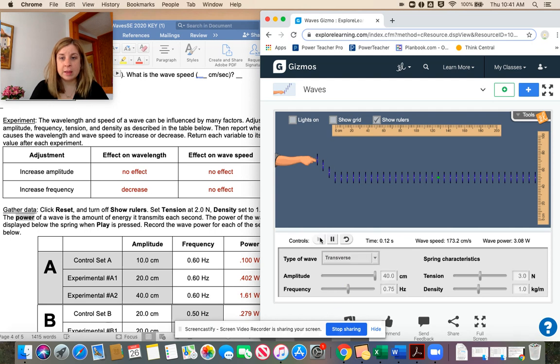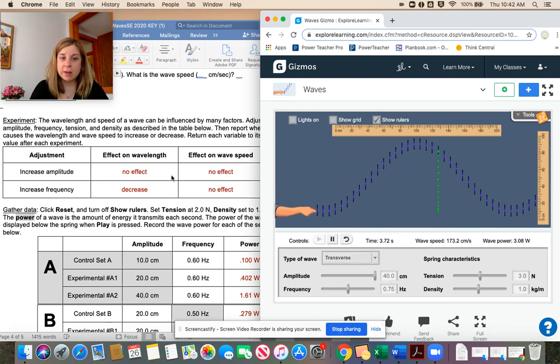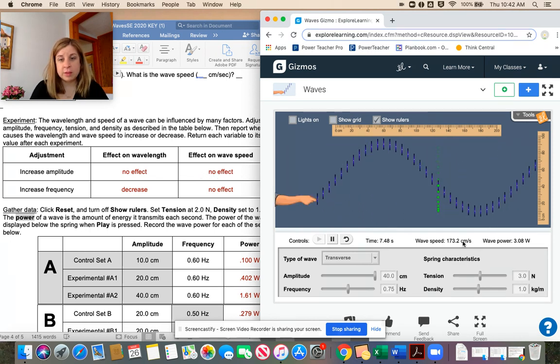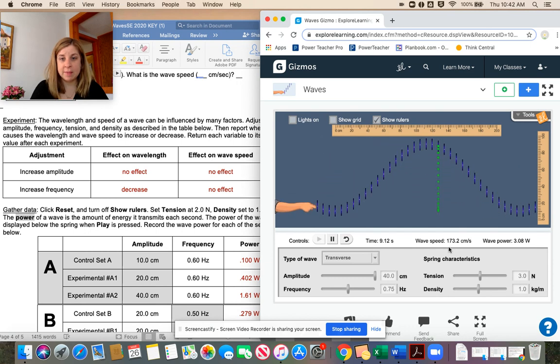And press play. It should have no effect on the wavelength and no effect on the wave speed. As you see, my wave speed remained the same, okay?